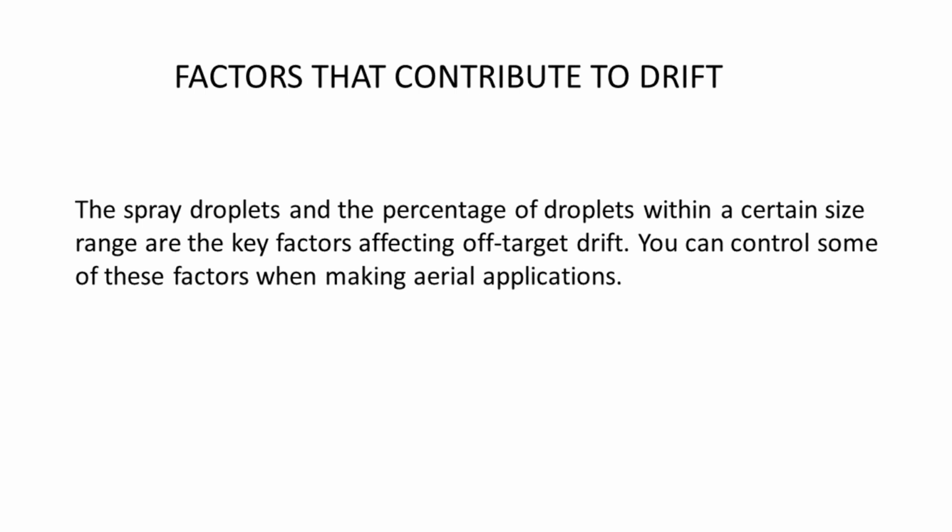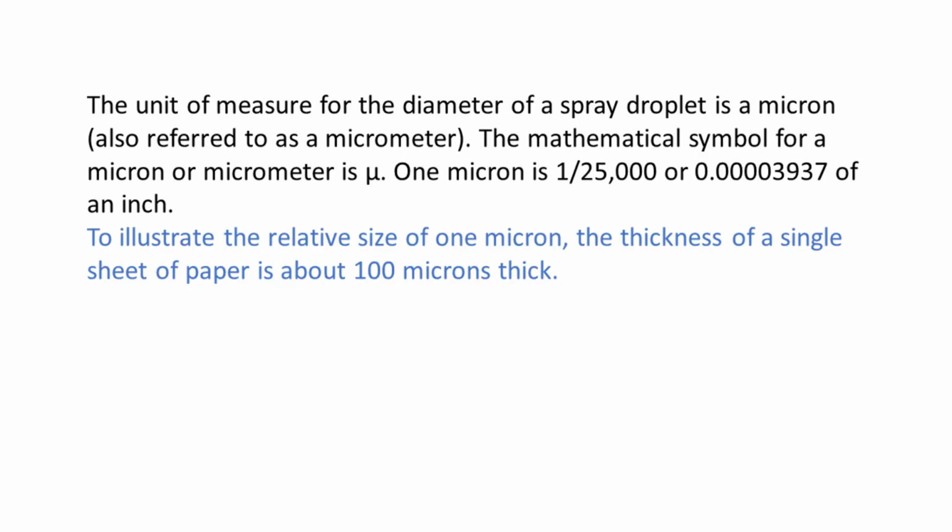Factors that contribute to drift. The spray droplets and the percentage of droplets within a certain size range are the key factors affecting off-target drift. You can control some of these factors when making aerial applications. The unit of measure for the diameter of a spray droplet is a micron, also referred to as a micrometer. The mathematical symbol for a micron or micrometer is shown on the screen.